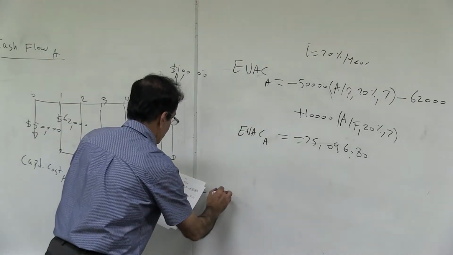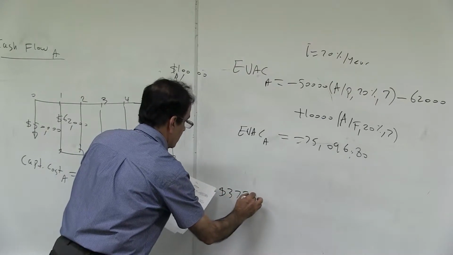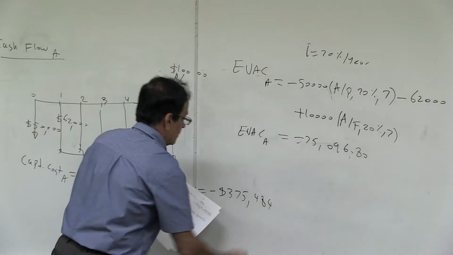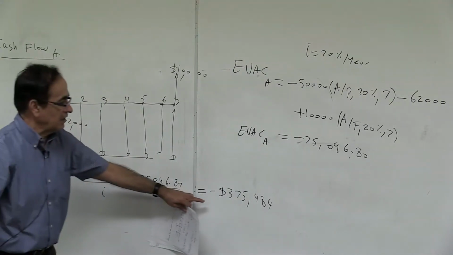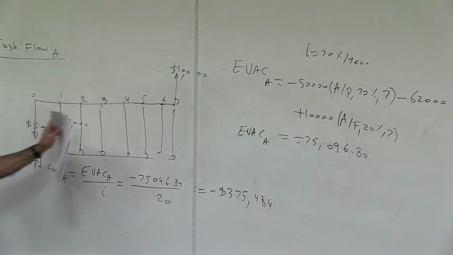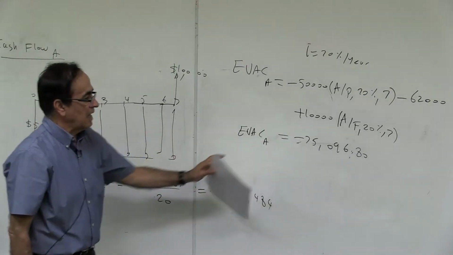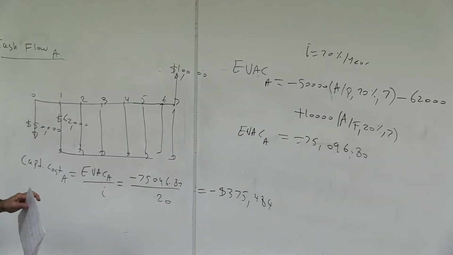So it's going to be $375,484. What does this mean here? It means if you have this much money at the present time, you can repeat this alternative every 7 years forever. That's why we call this the capitalized cost for alternative A.